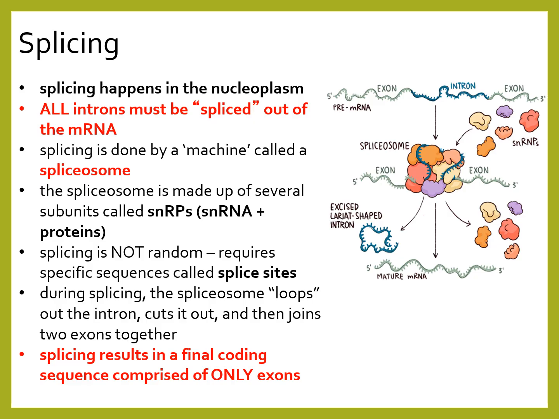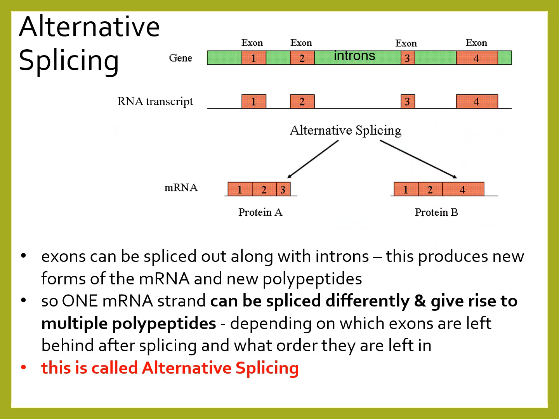So splicing results in a final coding sequence in the RNA transcript that is made only of exons. As I've said a couple times, you have to take all your introns out of the coding sequence in the RNA transcript, because these introns are not translated. They do not become amino acids. So all of those introns have to be cut out of the coding sequence in the RNA transcript.